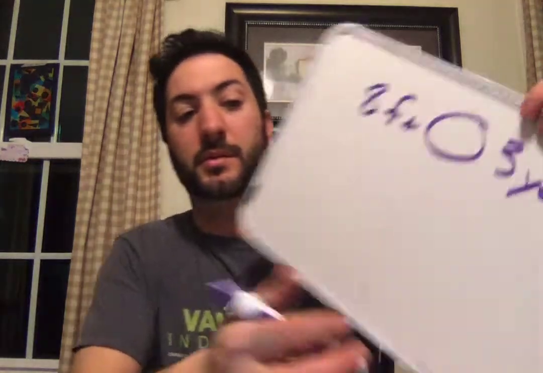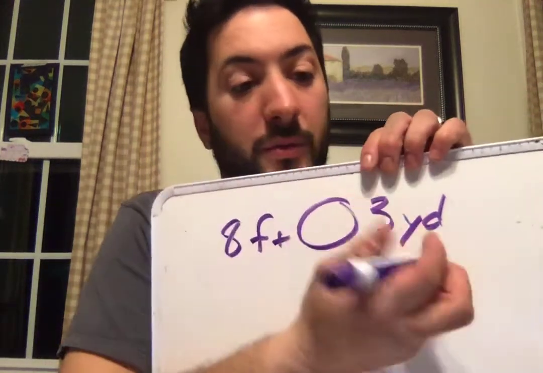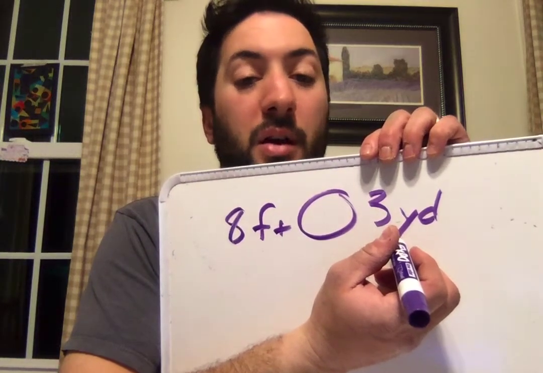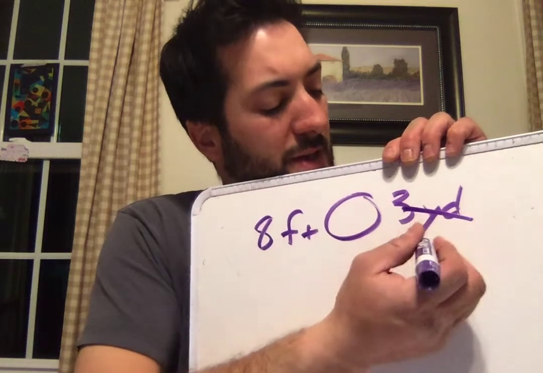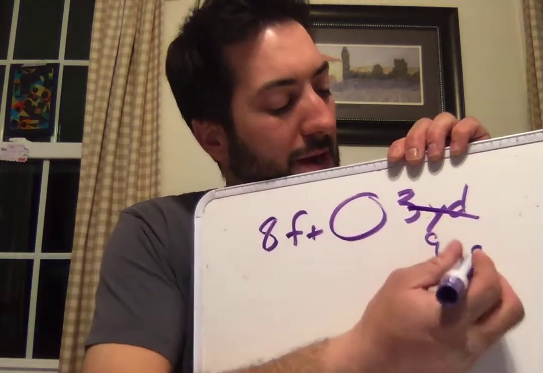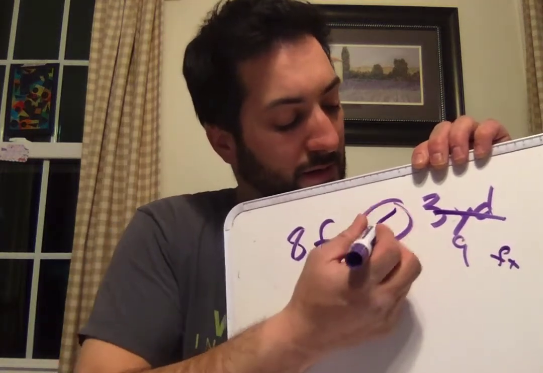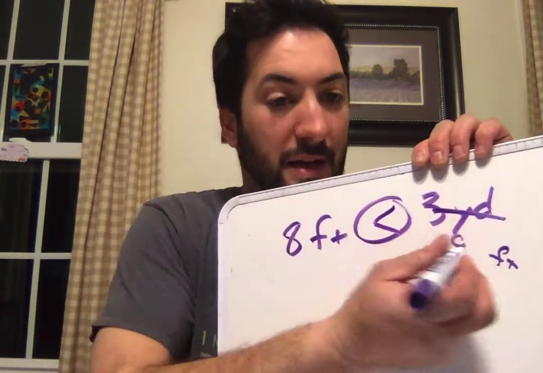Number 7. 8 feet and 3 yards, right? Set up like this. You have to figure out which is bigger. I would always take the big thing, yards, and make it into feet, right? 3 yards equals how many feet? Every yard is 3 feet, so 3 times 3 is 9. So it should be 9 feet. 3 yards, same thing as 9 feet. So 8 feet and 9 feet. 8 feet is less than 9 feet.